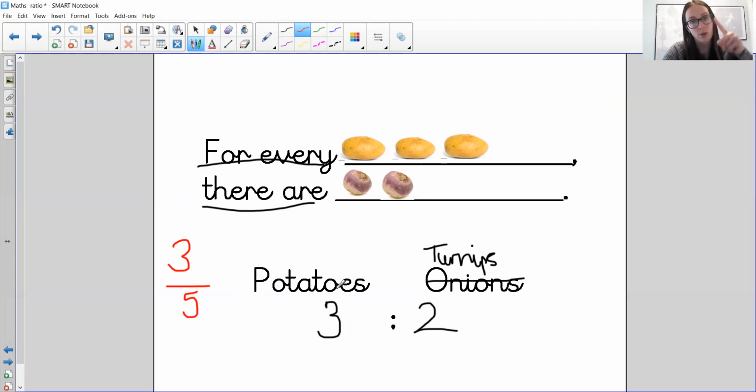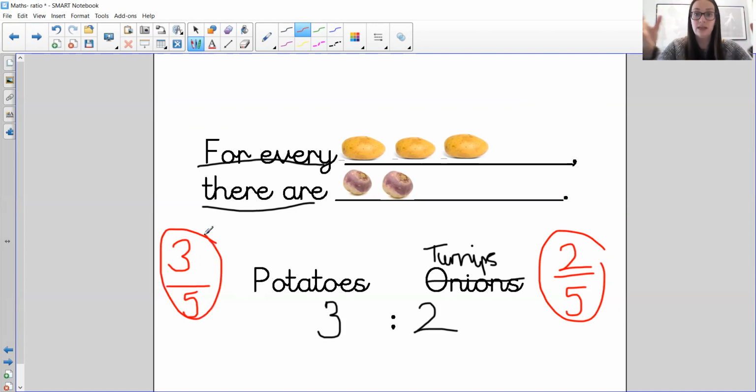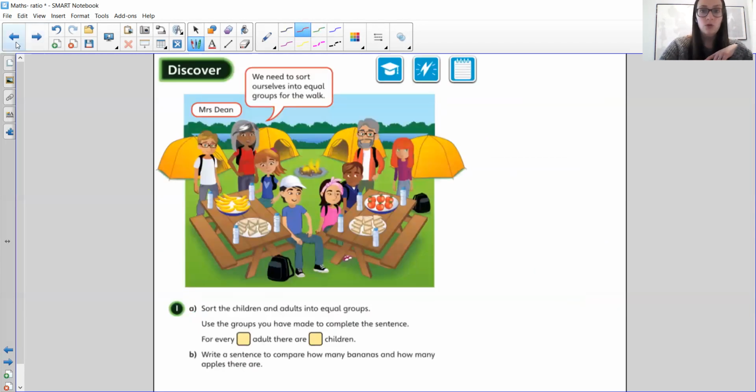Another bonus question then, what would turnips be? Well, we know it's out of 5. There's 5 parts make my whole, and there's 2 turnips, so it would be 2/5. And these 2 add together to make 5/5, because that makes a whole. Lovely. It's coming together for me. I hope it is for you as well. Right, next one.